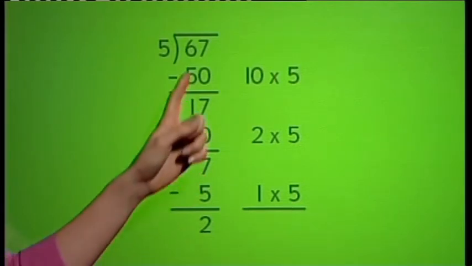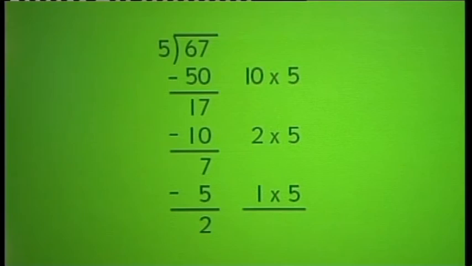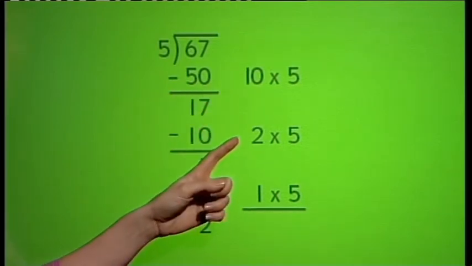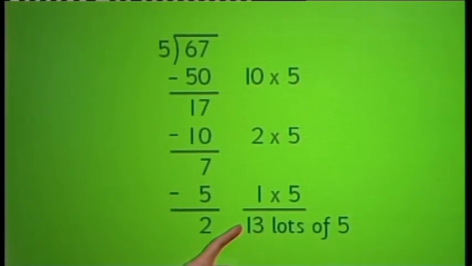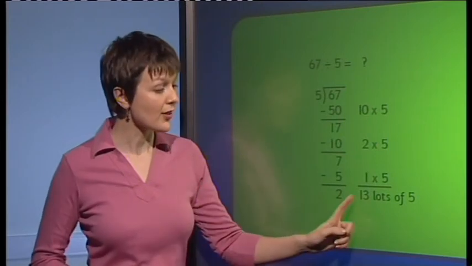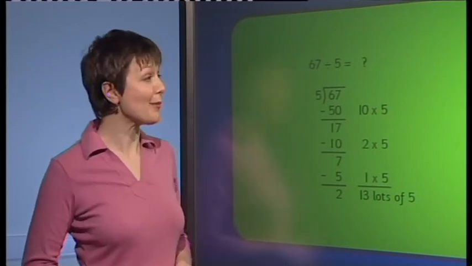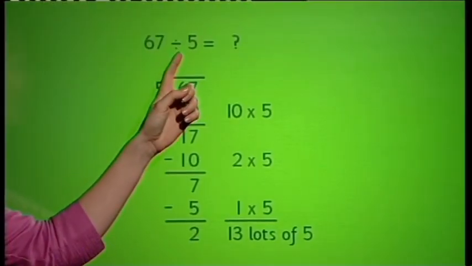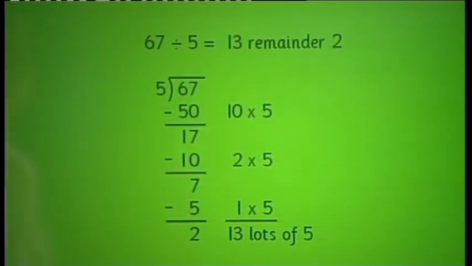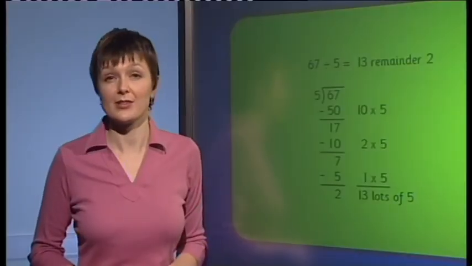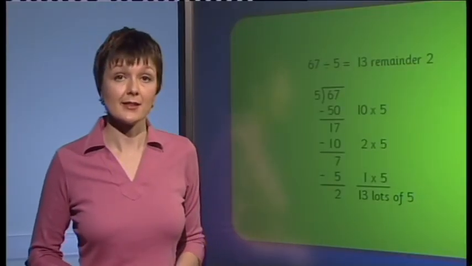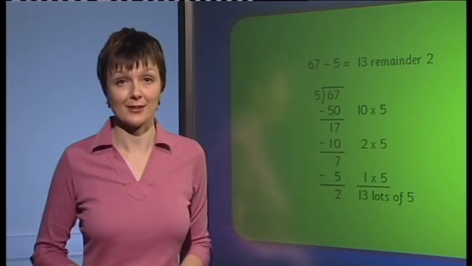But how many lots of 5 did I take away? Well, there were 10 here, 2 here, and a last 1 here. That's 13 altogether, 13 lots of 5. So my answer is 13 remainder 2, which means the answer to the original sum, 67 divided by 5, is 13 remainder 2. And I didn't have to be clever at any stage. If I'd known that 13 lots of 5 made 65, I could have taken all 13 lots off in one go. But I didn't do that, and the short division worked just as well.